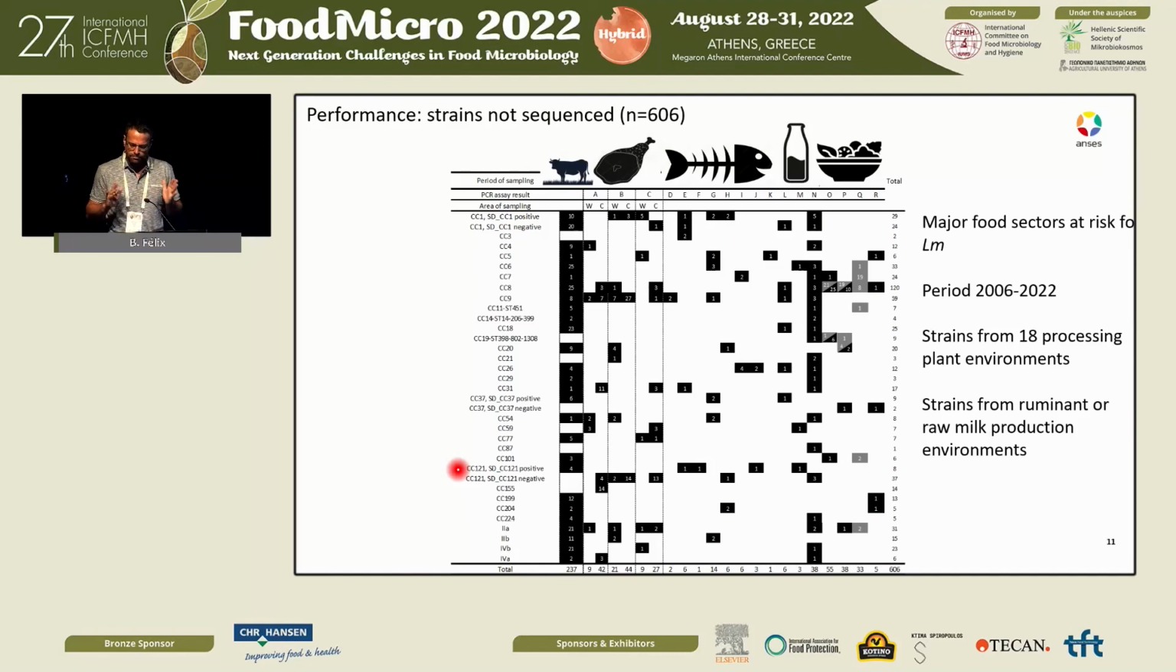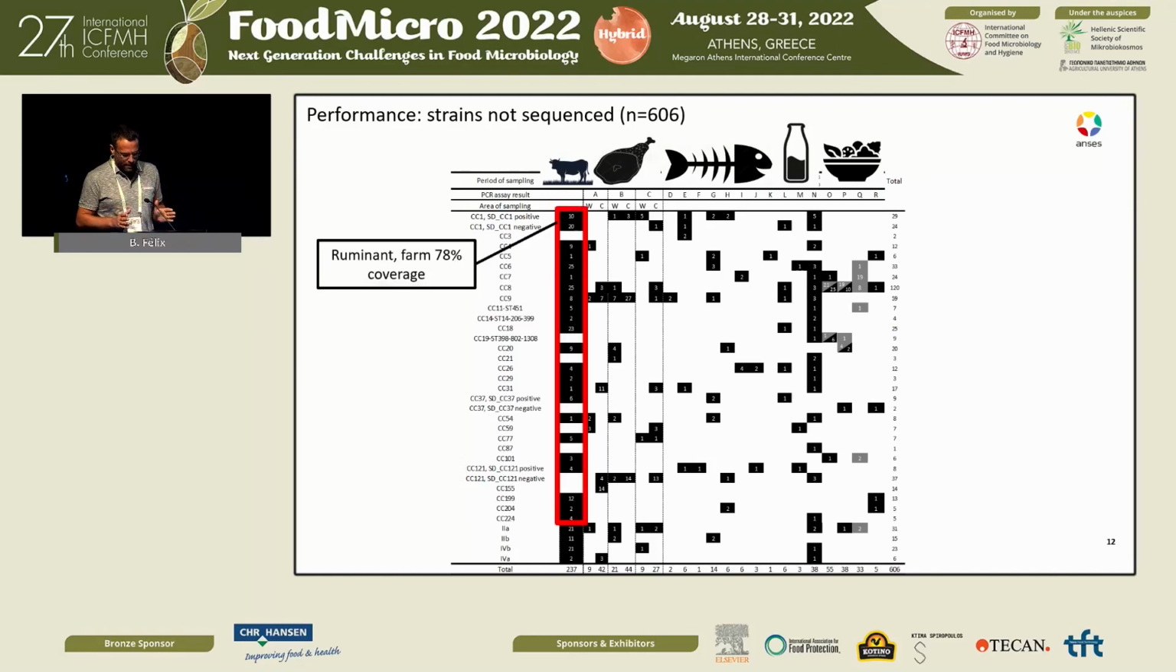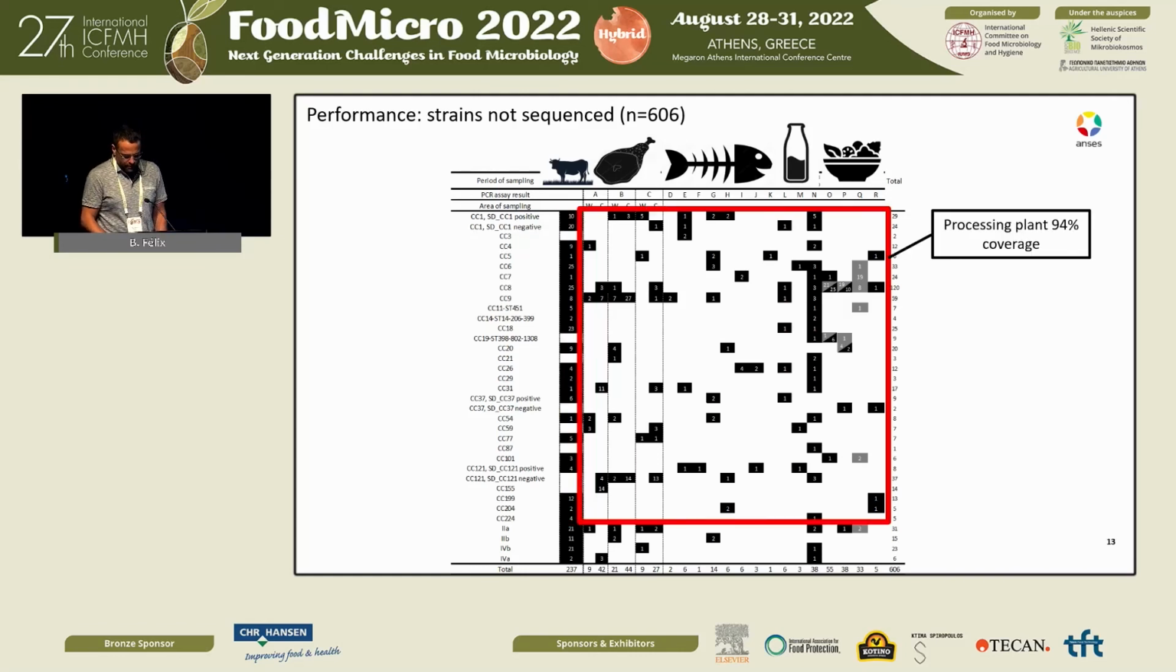The dataset is a large dataset from food, as I told you, from different food sectors at risk for listeria. It is exclusively from food processing environment because the main issue in listeria is really the contamination of the factories. And we also added an additional dataset from ruminants just to see the performance of the method on strains from primary production. If we consider the primary production, 78% of the strains were identified by the method. If we consider the strains from food processing environments, we cover 94% as expected, so it's a really large coverage.